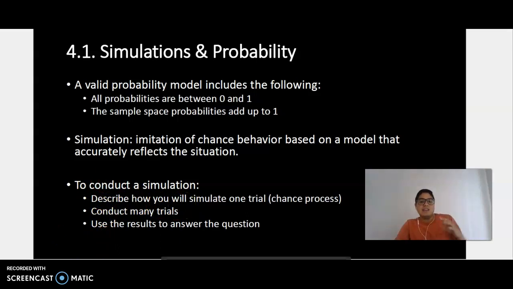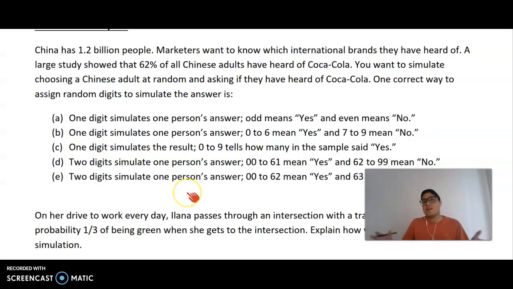When I say assign, for one trial, that means if it's 2 outcomes, will you use a coin? If it's 3 or 6, will we use a die? If it's 26, will we use the alphabet? Or if it's just 10, why don't we use the digits 0 through 9?